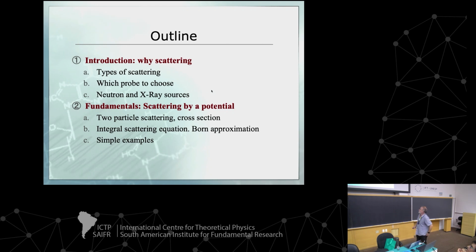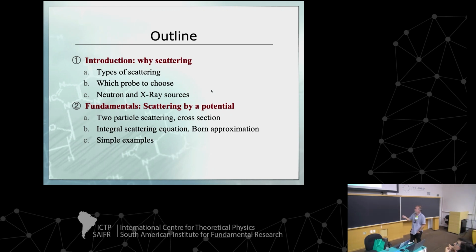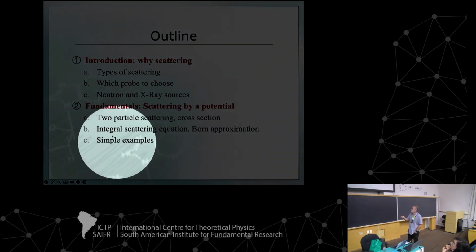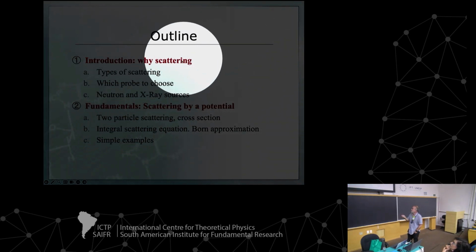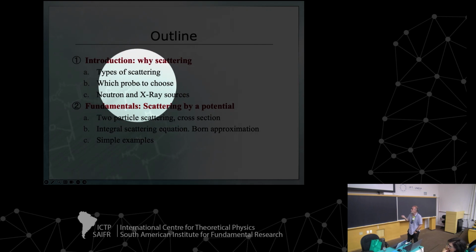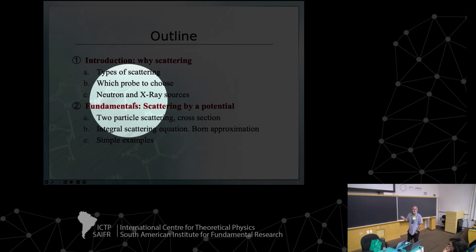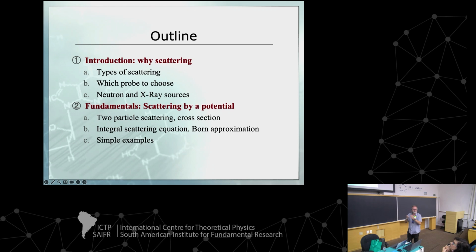Let's see where I managed to get today. We will start to explain why we are interested in scattering and the types of scattering we will be dealing with, which probe to choose to analyze different aspects. We can study structures in different degrees of length and time, because we will also consider dynamics. And then mention a little bit about the fundamental sources, that is neutron and X-ray sources.